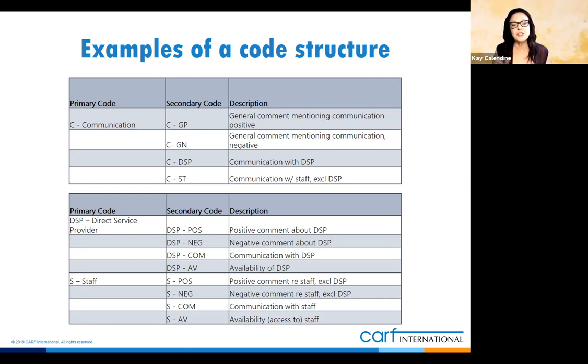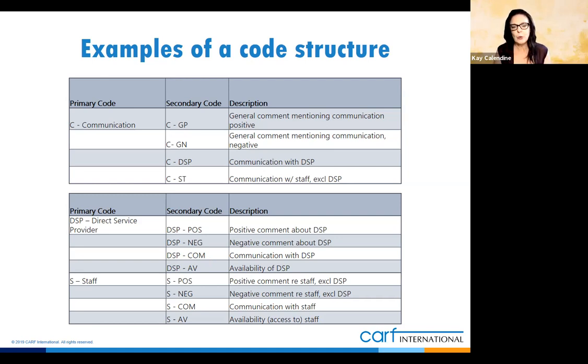And as you can see, the way that I have it written out, with communication, I've got the C at the front and then GP for the positive comments. If you have a third tier there that you're wanting to do, but you find that you thought there was going to be a lot of comments and there really wasn't, you can go back to the secondary code and roll all of those up into reporting on that secondary code.